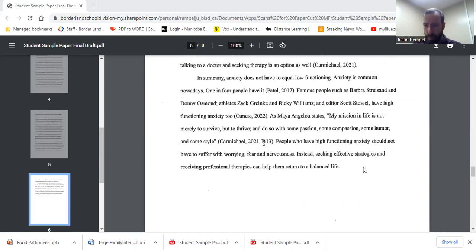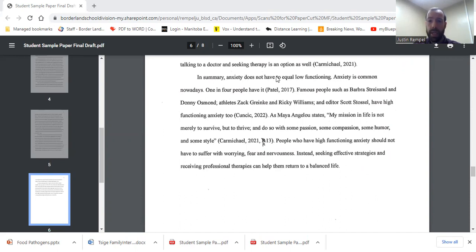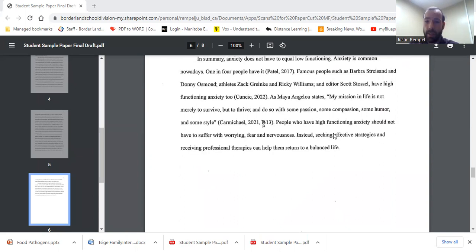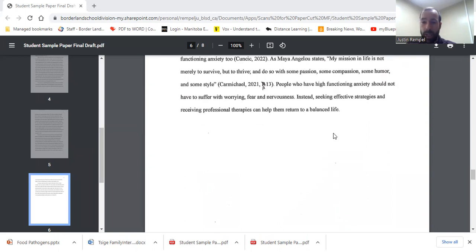After we get through the concluding paragraph, here it is. In summary, anxiety does not have to equal low functioning. Anxiety is common. A lot of people have it. There's an inspirational quote from Maya Angelou. My mission in life is not merely to survive, but to thrive, and do so with some passion, some compassion, some humor, and some style. Okay, so this is a very uplifting, hopeful, and forward-looking conclusion.